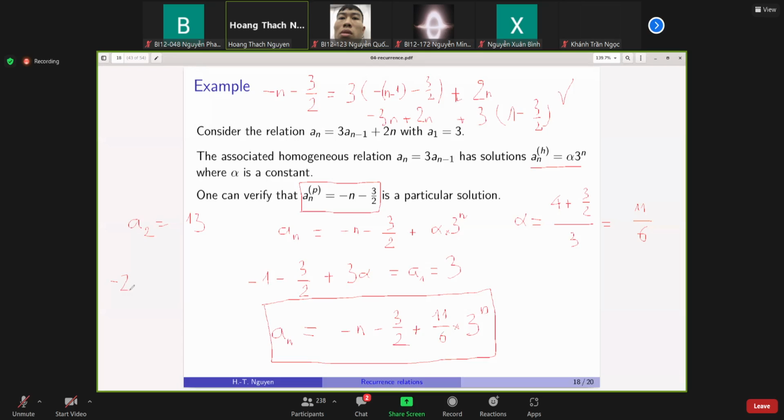We have minus 2 minus 3 halves plus 11 over 6 times 9, which is minus 2 minus 3 halves plus now 33 over 2.